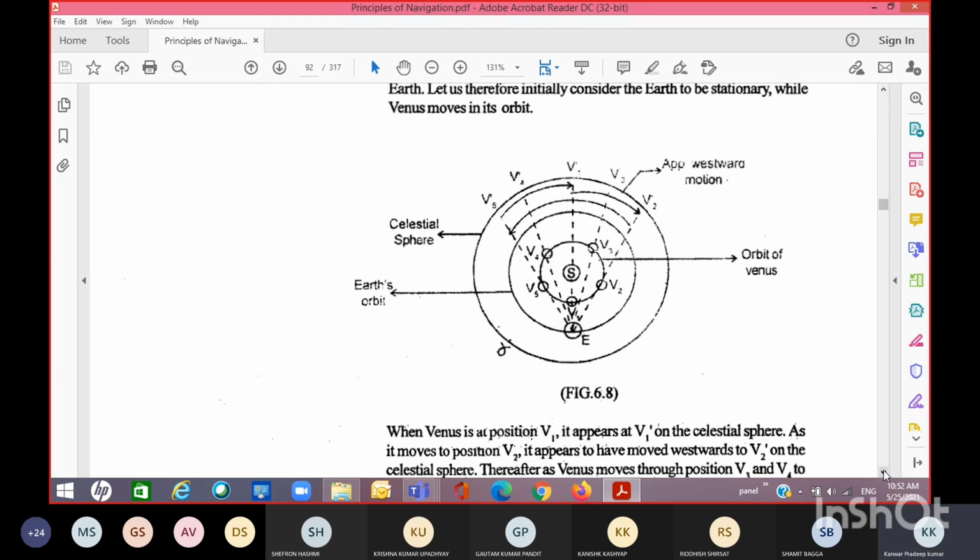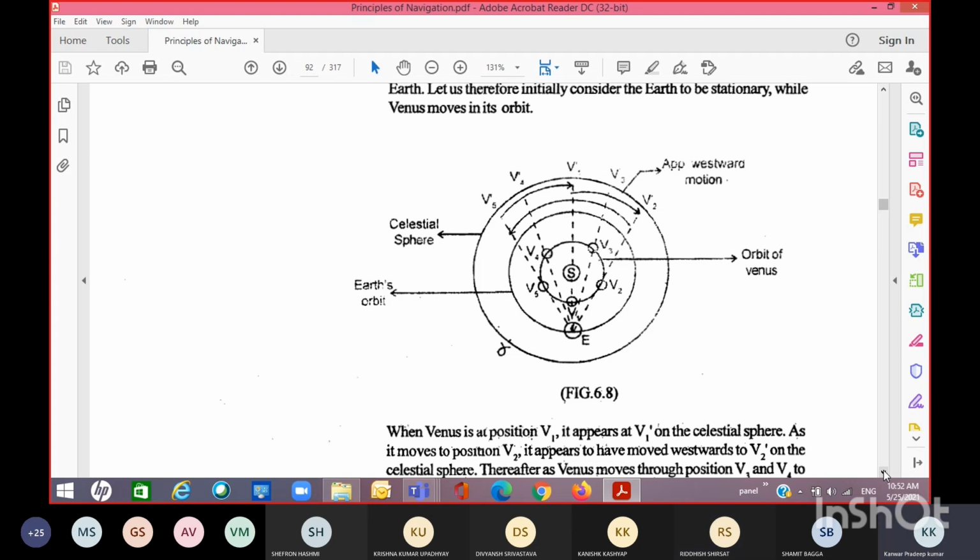When Venus is at V5 on the extreme left, it is at maximum azimuth from the Sun on the left. Let me call it the angle of elongation. Maximum angle of elongation is happening at V5. And which is the other maximum angle of elongation on the other side? At which position? V2, very good.